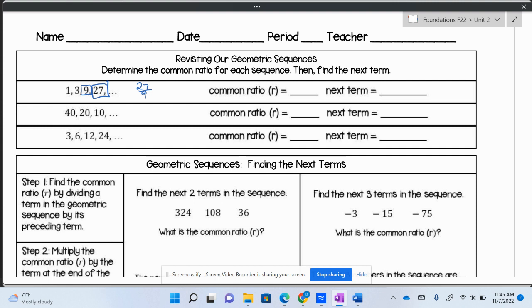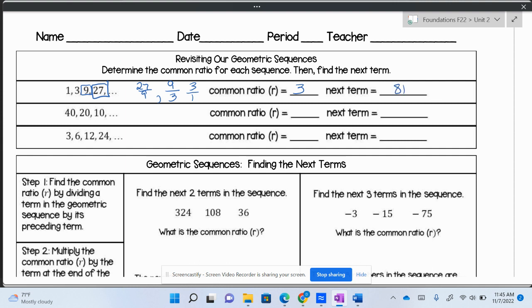What is 27 divided by 9? 3. I could also take the third term, 9, and divide it by the second term. Or the second term and divide it by the first term. All of those are going to give me 3. All of them equal 3. Because it's a common ratio, which is the same thing as an equivalent fraction. Okay. So what's the next term? Well, I'm going to take 27 and do what with it? What is 27 times 3? Perfect.